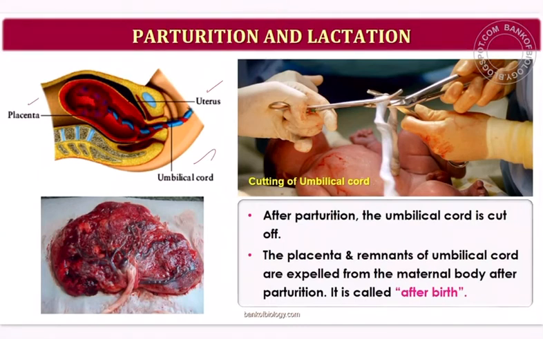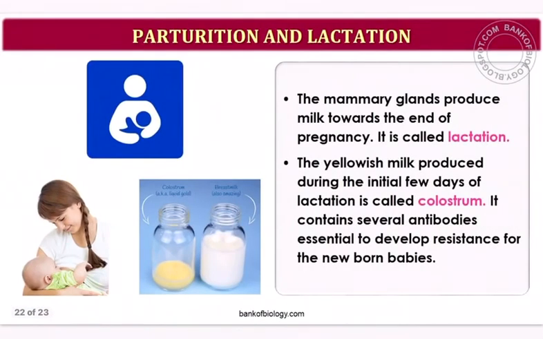So after parturition, the umbilical cord, which is the connection between the mother and the baby, is cut off. You can see here the uterus, the umbilical cord, okay, then the placenta, and you can see here umbilical cord also, and the doctor is making it separated. The umbilical cord is cut. The placenta and the remnants of the umbilical cord are expelled from the maternal body after parturition. It is called afterbirth.